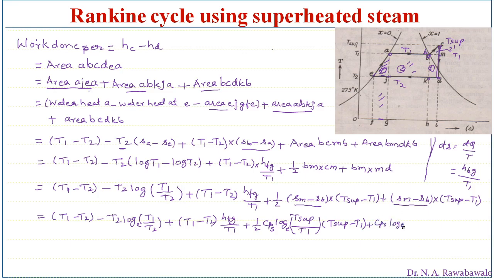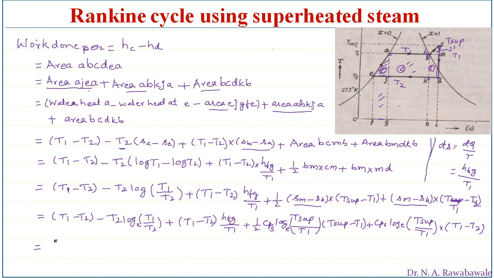Cps log to the base e of T sup divided by T1, into Md. This distance Md is not T sup minus T1, it is T1 minus T2. So here the temperature at M is T1, the temperature at D is T2. So this can be written in this way.